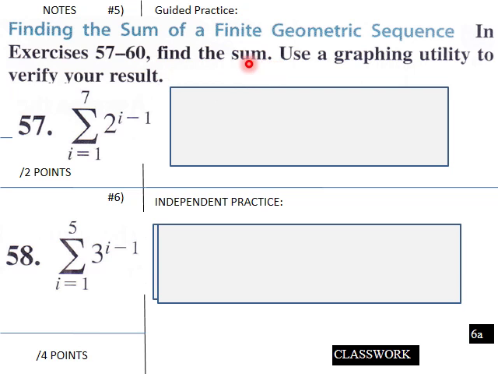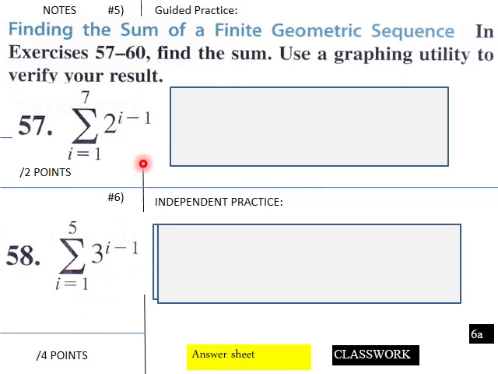Find the sum, use a graphing calculator to verify your result. So we have an upper limit here of 7. We have an initial starting place here of 1. And here is our geometric sequence, 2 to the i minus 1. And then down here, since this is yours.